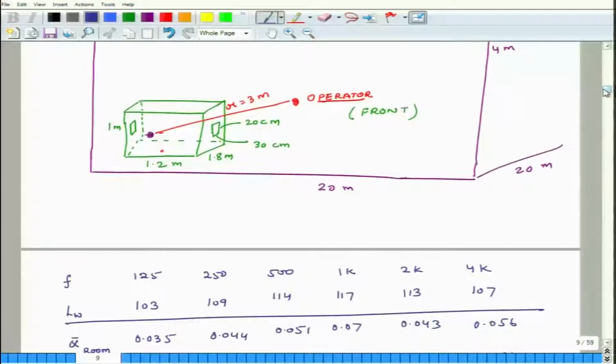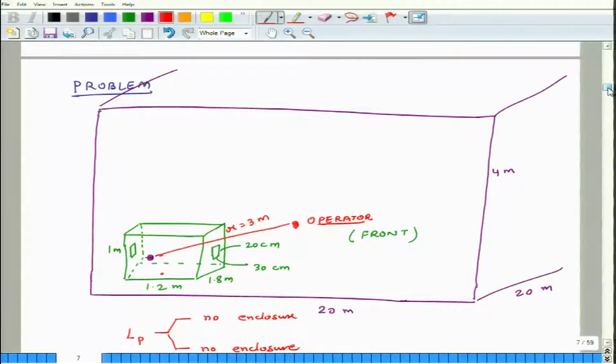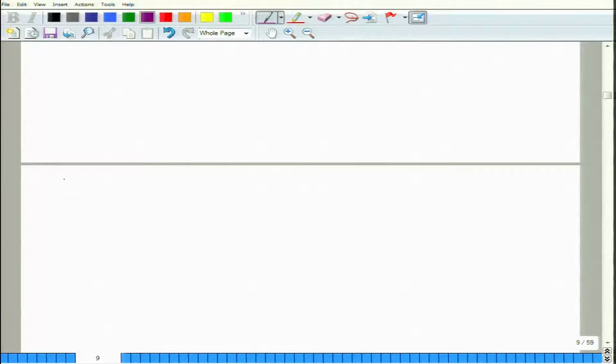So, what we are asked to find out is the sound pressure level perceived by the operator in two cases, when there is no enclosure and when there is enclosure. So, we will start our exercise by figuring out the sound pressure level perceived by the operator when there is no enclosure. So, the first case is no enclosure.